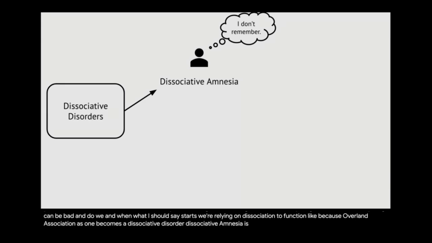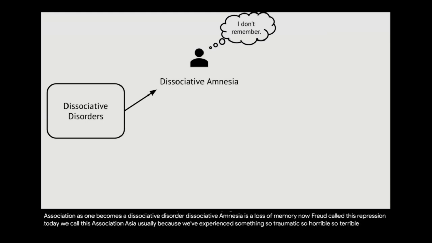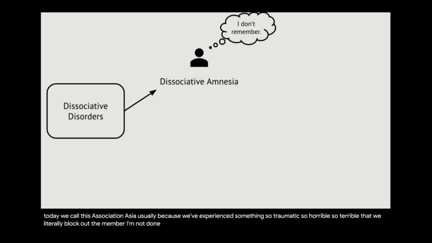Dissociative amnesia is a loss of memory. Now, Freud called this repression. Today, we call this dissociative amnesia, usually because we've experienced something so traumatic, so horrible, so terrible that we literally block out the memory. I'm not talking about brain trauma where there's an injury to the brain, but literally blanking out a memory or blocking a memory so you don't have to access it.